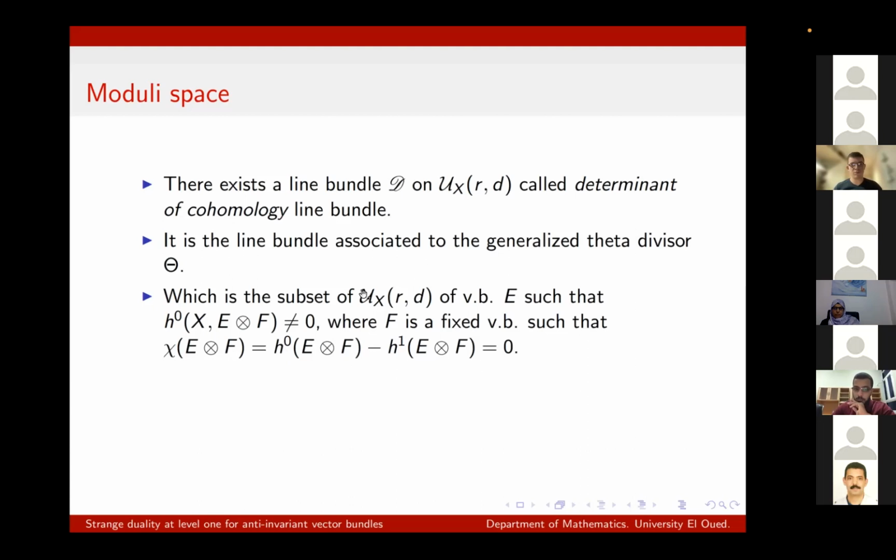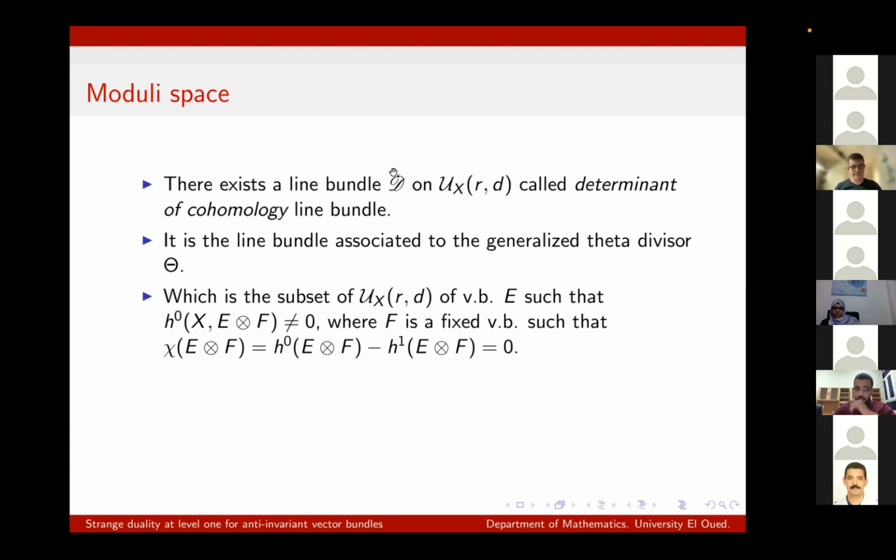So there is a hypersurface, you can think of it like this. There is a hypersurface here, a well-known Weil divisor, depending on some fixed data, such that the associated line bundle is what we call the determinant line bundle. And what we are looking for is to understand the space of global sections of the power of this D.